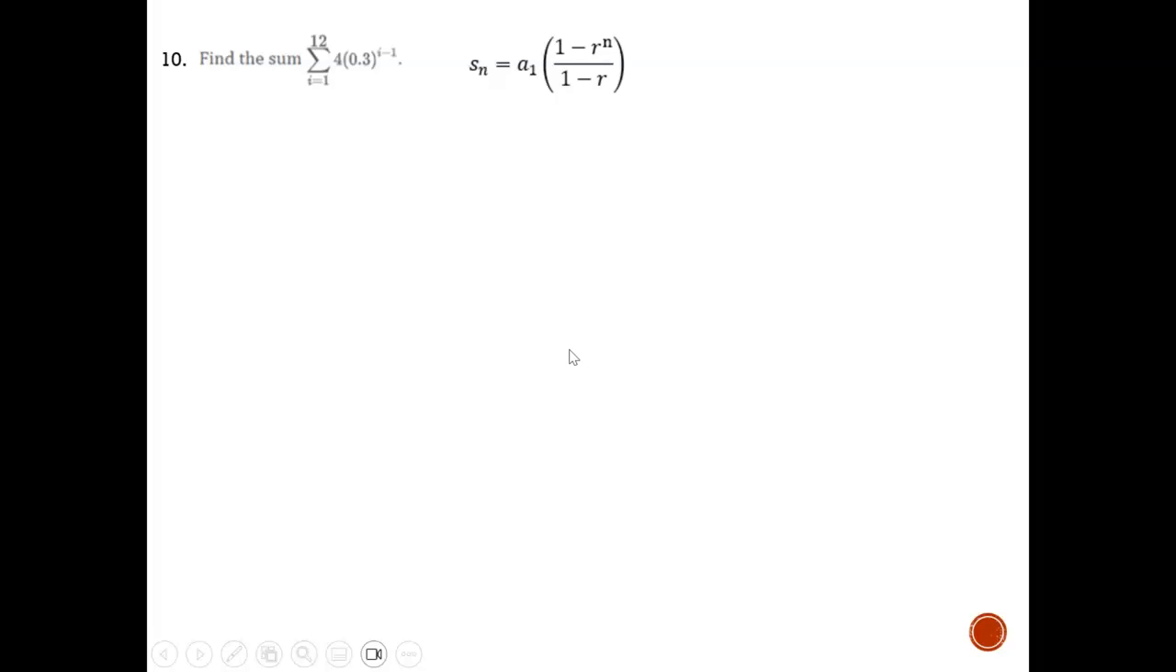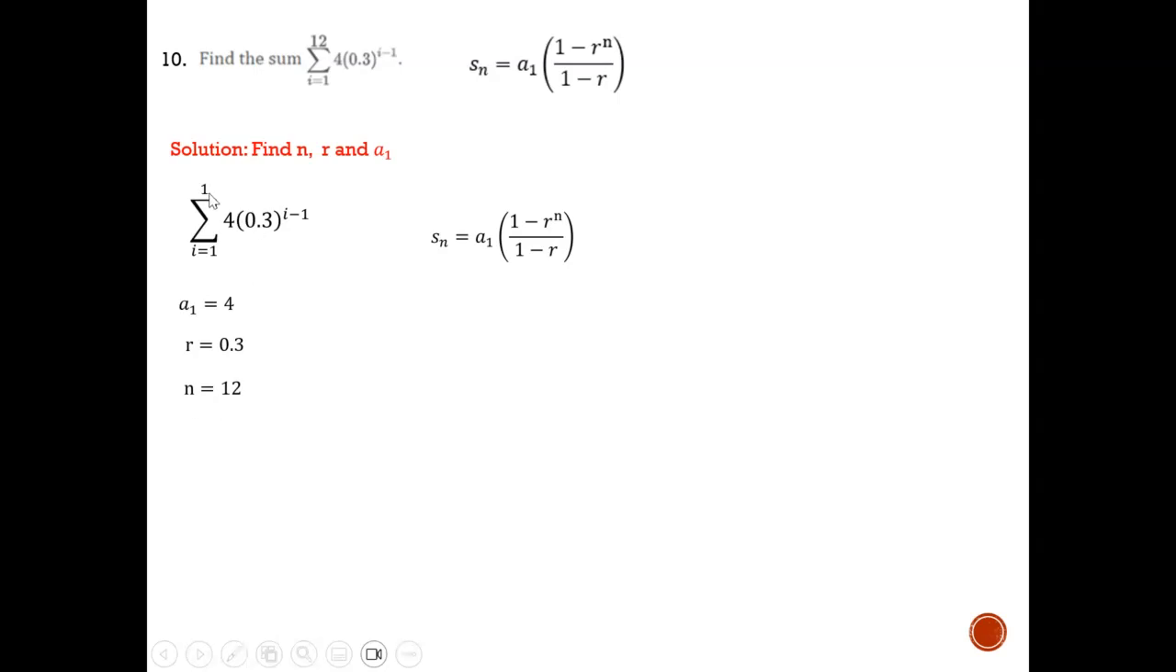Number 10, it's in here: find the sum of the geometric sequence. It says that n is equal to 12, which is a finite number that we're looking for. So for that, we need a1, and we need my ratio. Well, n is going to be 12, because it goes all the way to 12. So my a1 is 4. My ratio is 0.3. And my n, oh, hey guys, this is supposed to be 12. My bad, I put a 1 there. I'm sorry about that. I should correct that. n is 12. I'll fix that.